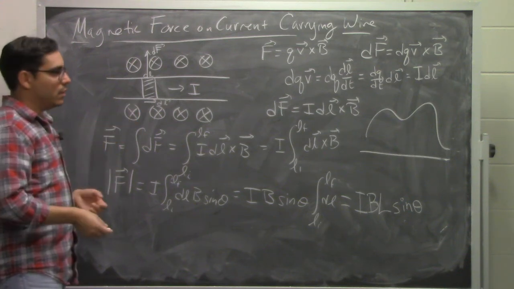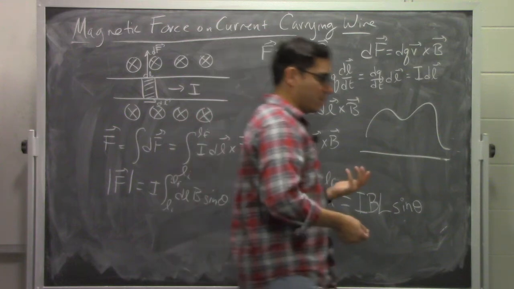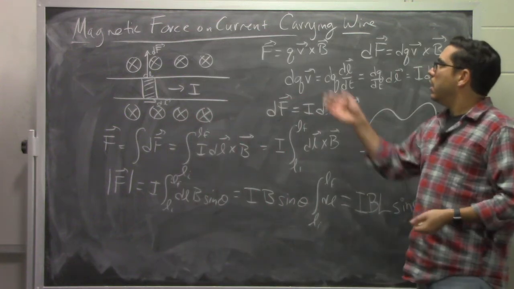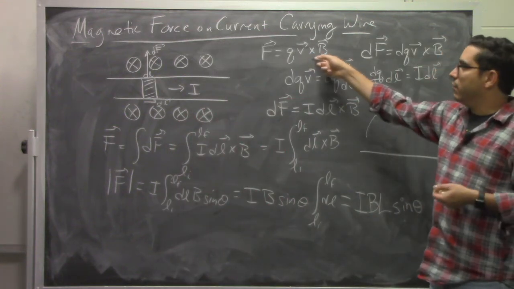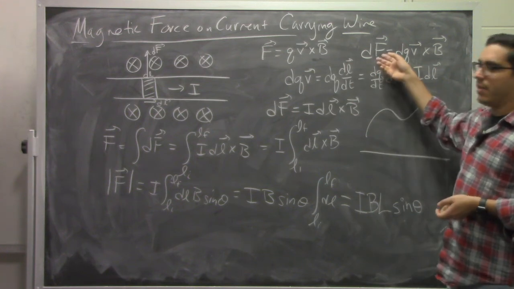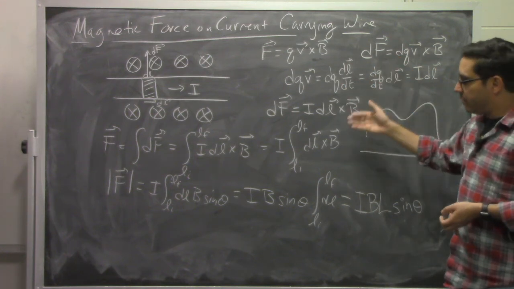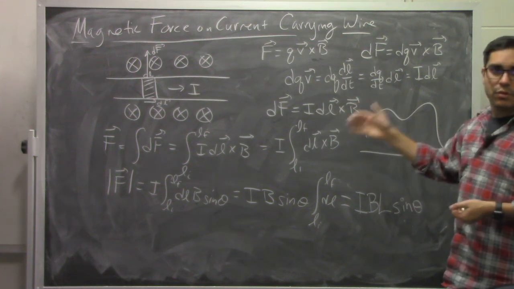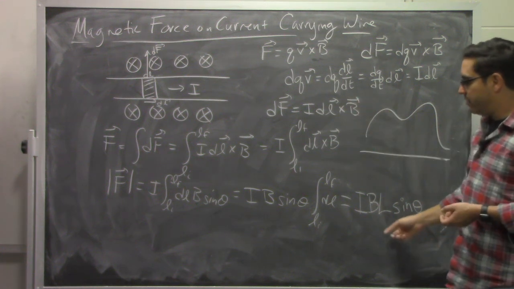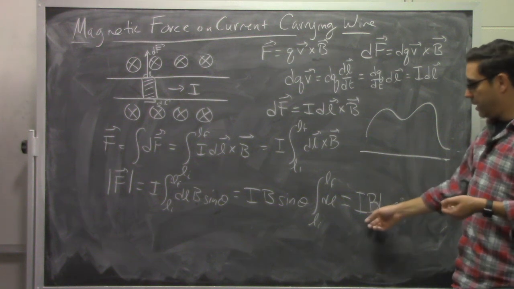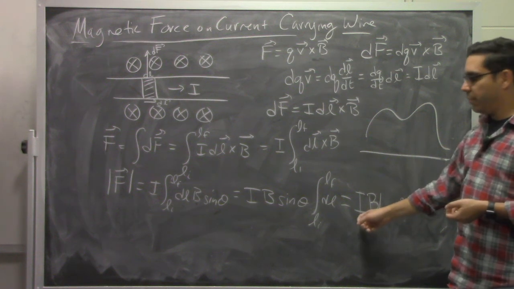And so forth. So what we did in this video was we started from the model for the force on a single charge. We sort of abstracted that to a chunk of moving charge, and then we made some assumptions to figure out what the total force would be on a piece of wire that's long and straight and in a uniform magnetic field with a steady current.